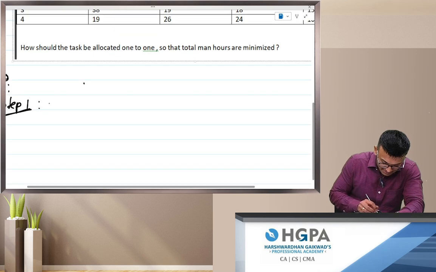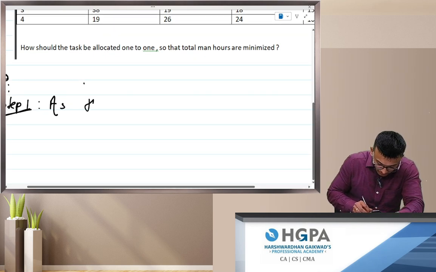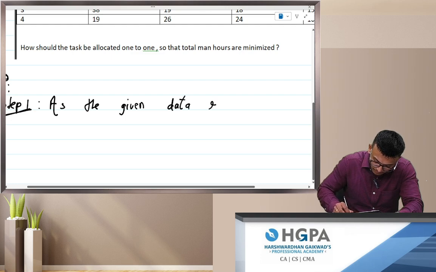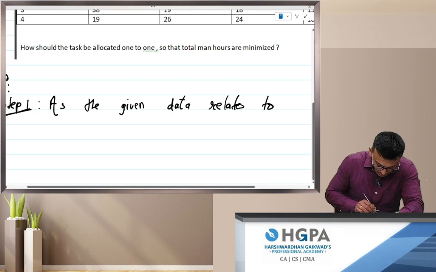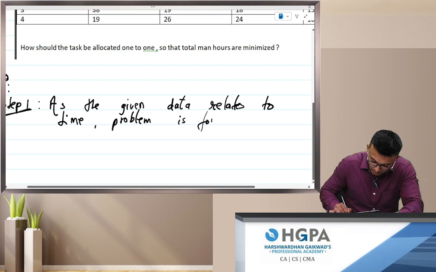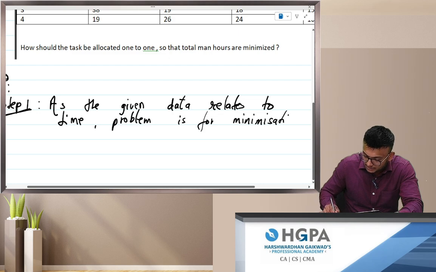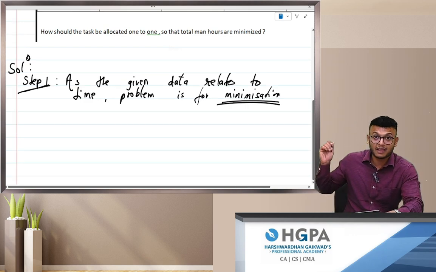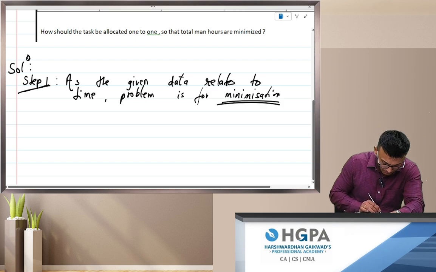So please write down the given data relates to time. Problem is for minimization. Very, very simple. Next, this is basically the Hungarian method. Step 1, step 2, step 3, and so on.